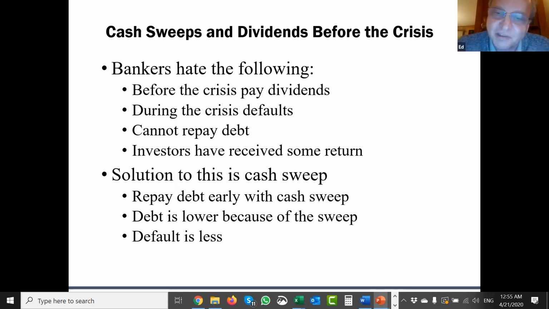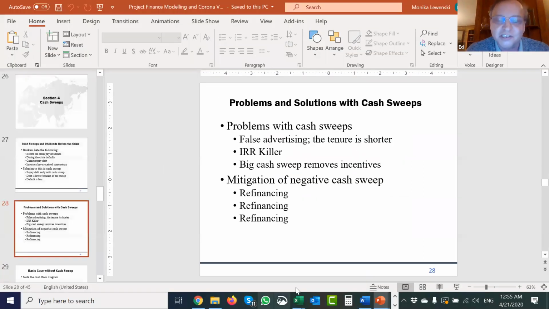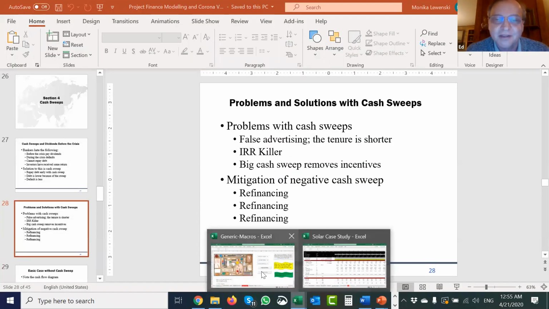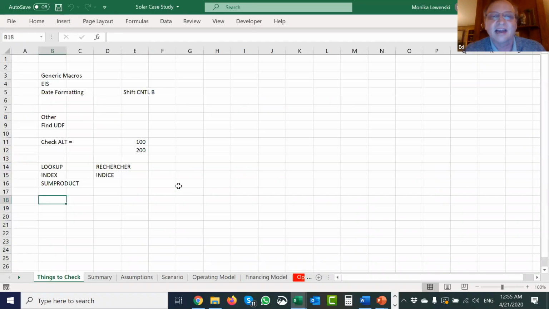Let's fix this with a cash flow sweep. You're not allowed to pay the dividend until we pay off the debt. That's kind of how the sweep looks, and it's got a lot of problems. I'm just going to show you the cash sweep for a minute, and then I think I'm going to be finished. And here's how the cash sweep works.